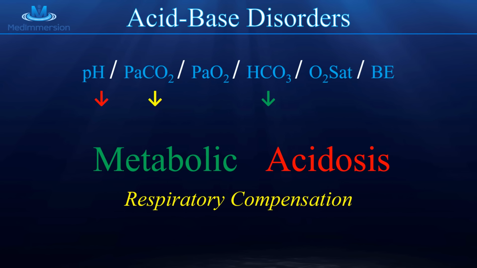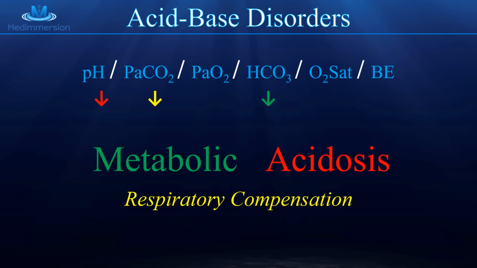Notice how in this example, all three arrows are pointing in the same direction. Anytime that all three, the pH, the PaCO2, and the bicarb are pointing in the same direction, either up or down, then you're looking at a metabolic problem or a metabolic component causing the acidosis or alkalosis. Prove it to yourself. Back up the video and look at the metabolic alkalosis. All three of the arrows were pointing up.